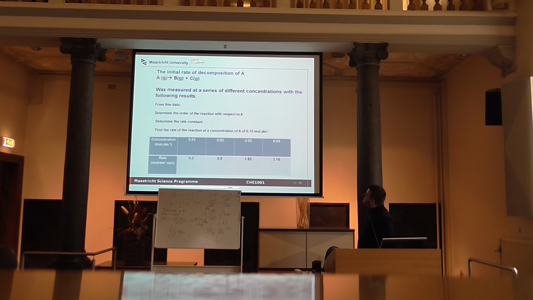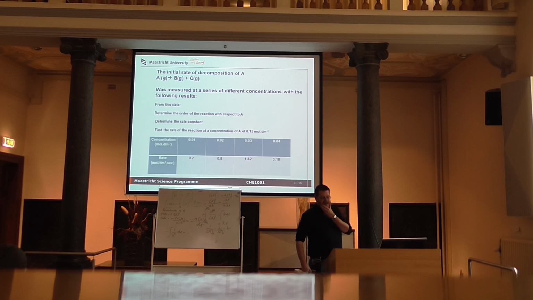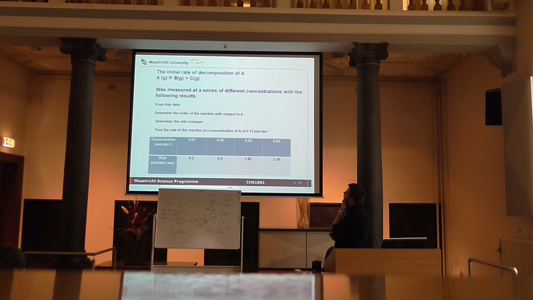Here we have a very nice example, again, in a laboratory situation. This happens to be the decomposition of acetaldehyde to carbon dioxide and water, if I'm not mistaken. Anyway, it's a decomposition reaction of an aldehyde. And what the scientists have done is, at different concentrations of A, they measured the initial rates of the reaction. You see that those are the units, moles per decimeter cubed per second.